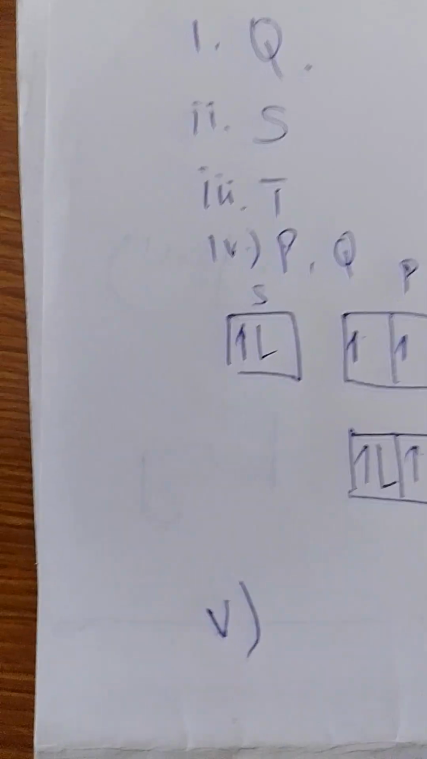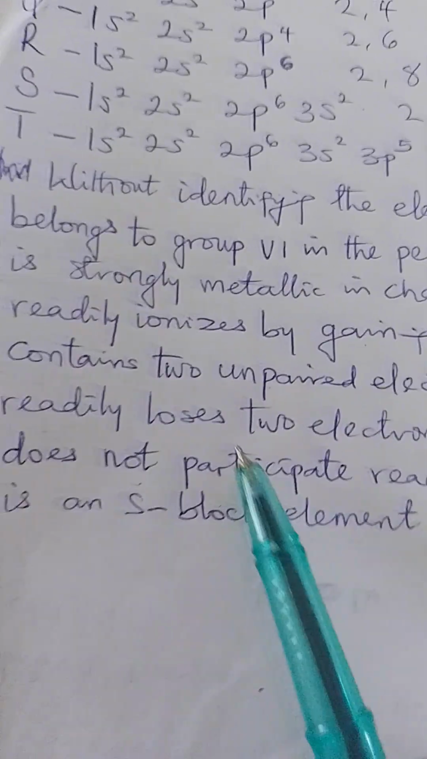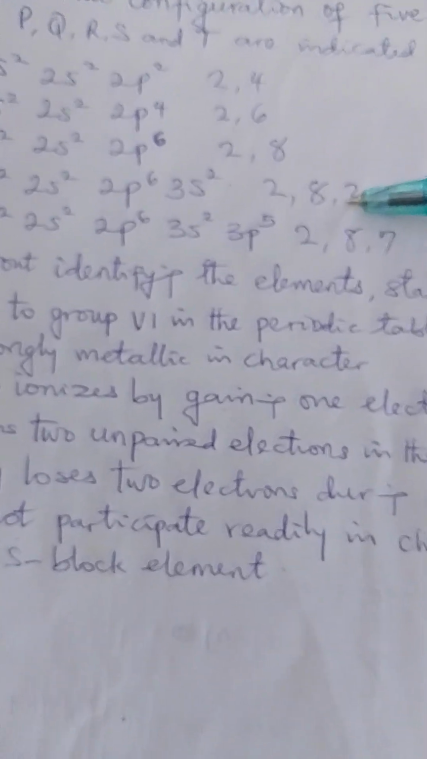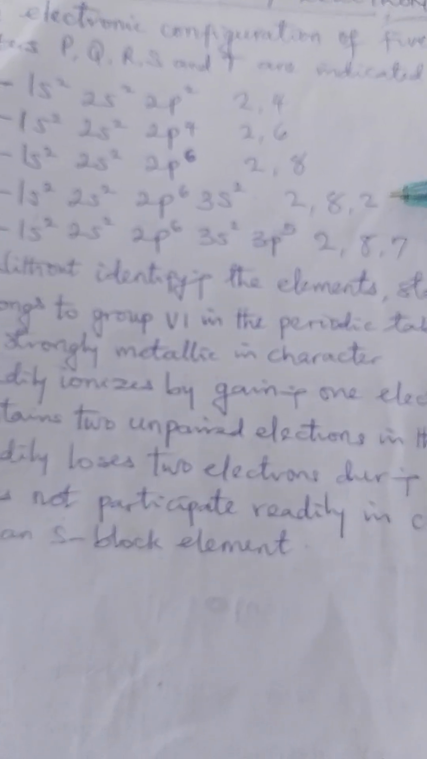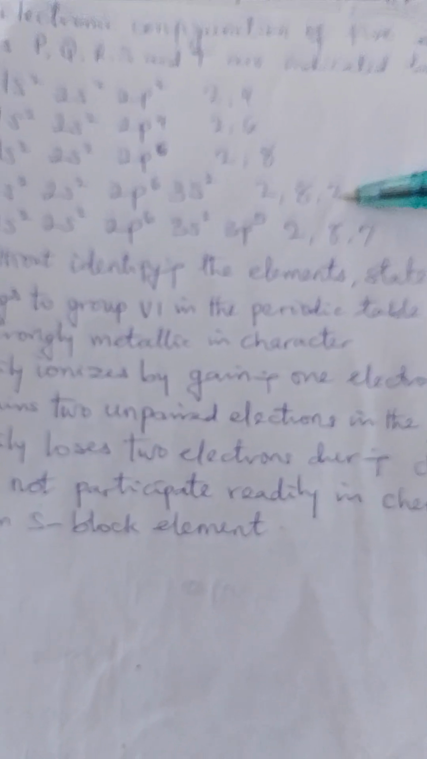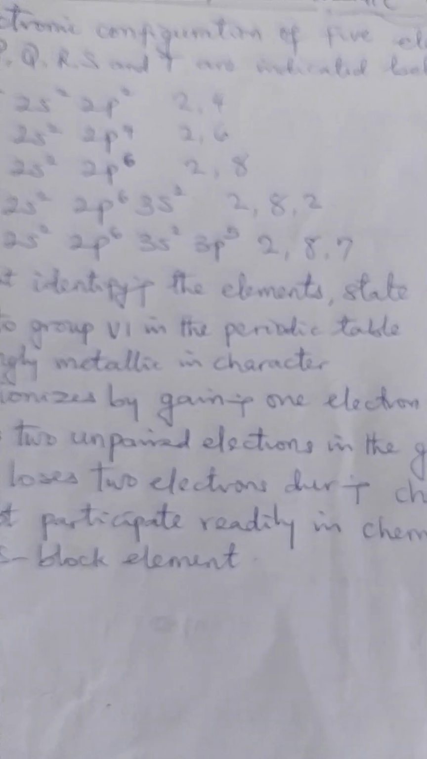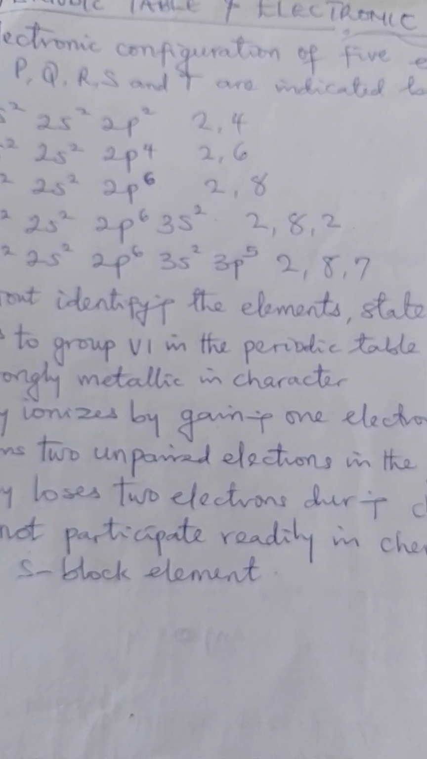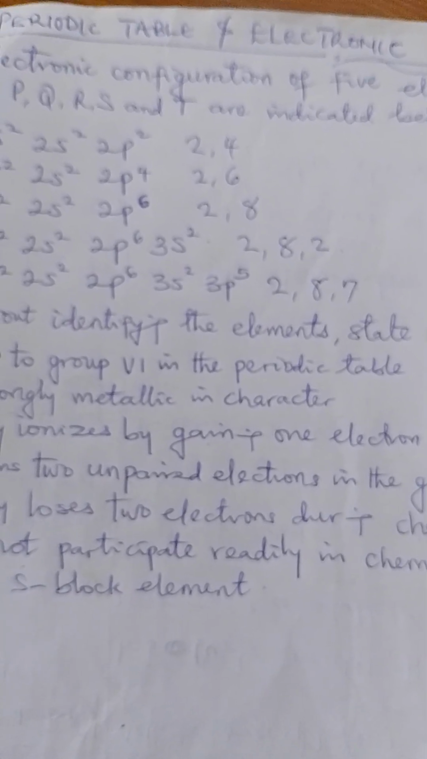All right, let's go to question 5. Question 5 says, which one readily loses 2 electrons during chemical bonding? Loses 2 electrons. That means which one has 2 electrons at the valence shell? So from here now, which of these has 2 electrons at the valence shell? You can see it is X, that has 2 electrons. I've told you before now that the ones that have 1, 2, and 3 at the valence shell will readily lose it. All right. So the one that readily loses 2 electrons during chemical bonding is X.